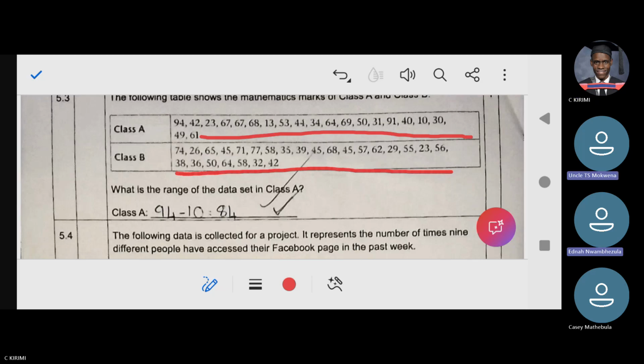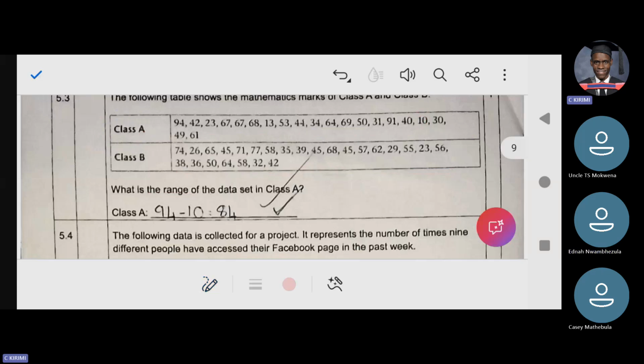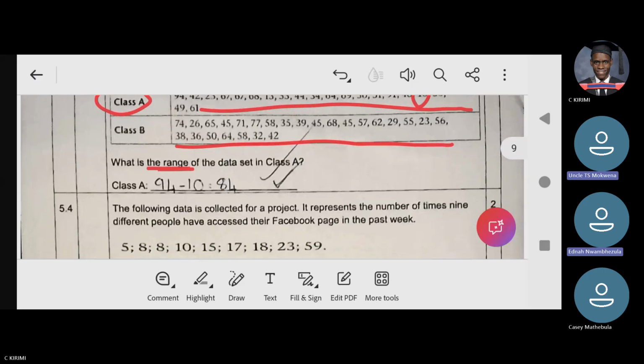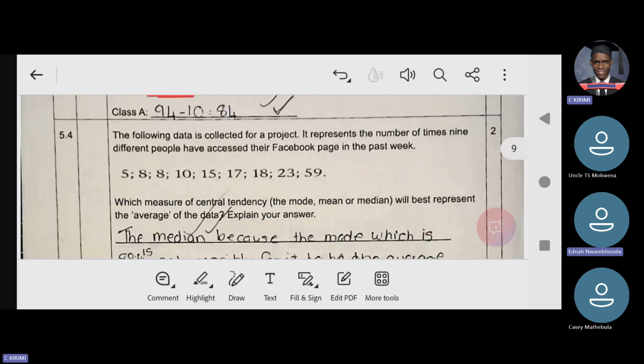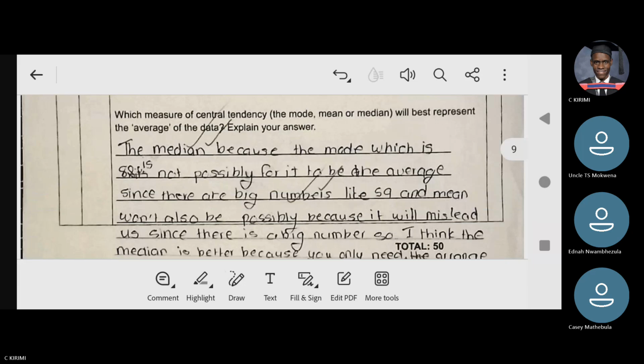If they say what is the range for class A, you go to class A, you check the highest minus the lowest. The highest is 94. Then the lowest is 10. The highest minus the lowest gives you the range, after you have arranged the numbers in ascending order. So if you don't, you won't get it correct.